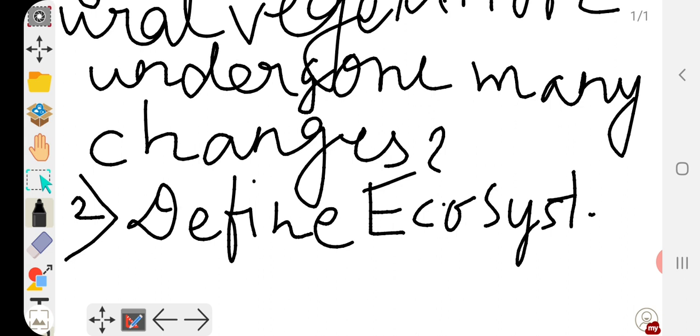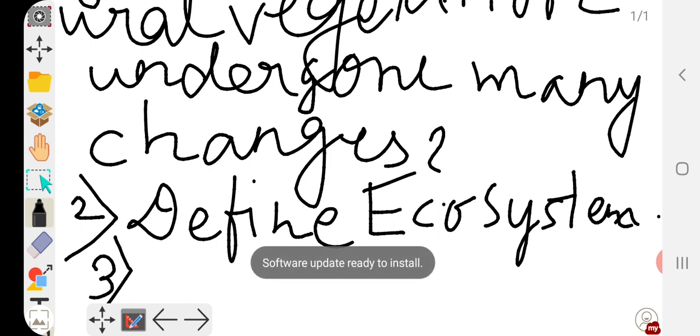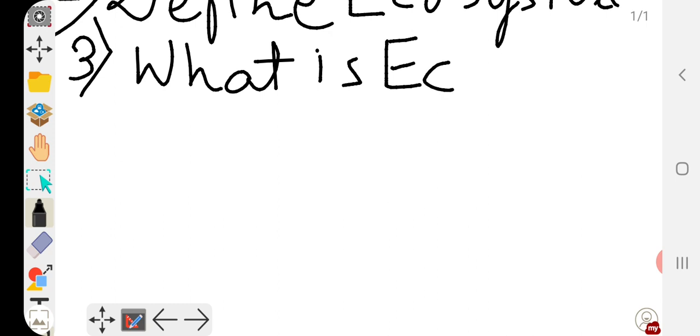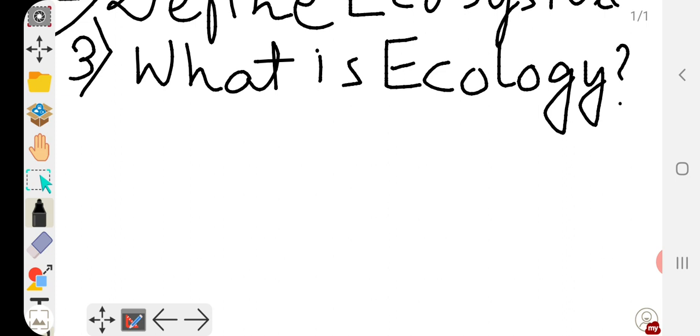And the third question is: what is ecology and how do human beings influence the ecology of a region? I am writing the third question. What is ecology? Ecology is the study of ecosystem. And what is an ecosystem? I already said that when biotic and abiotic components interact with each other through multiple networks of interdependency in their own physical environment, they form a system that is termed an ecosystem.